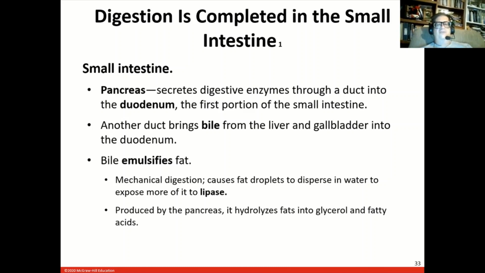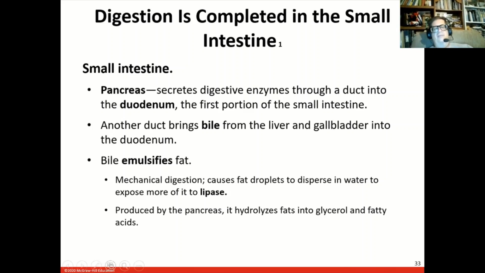All right, so the pancreas makes enzymes. The pancreatic duct is where they come from the pancreas into the duodenum. There's also a bile duct that brings in bile made by the liver, stored in the gallbladder. And I already told you that emulsifies the fats. When we say emulsifies, all we're saying is it breaks those big droplets of fat into smaller droplets with a lot more surface area that is exposed to the lipase.